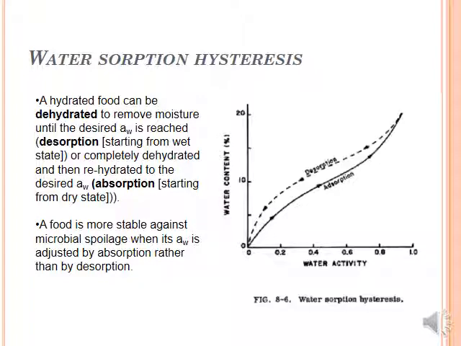So a hydrated food can be dehydrated in order to remove moisture until a desired water activity is reached. So desorption is when we start from a wet state, or completely dehydrated and then rehydrated again to reach the desired water activity, through absorption. A food is actually more stable against microbial spoilage when water activity is adjusted by absorption rather than desorption. Remember the bottleneck theory.